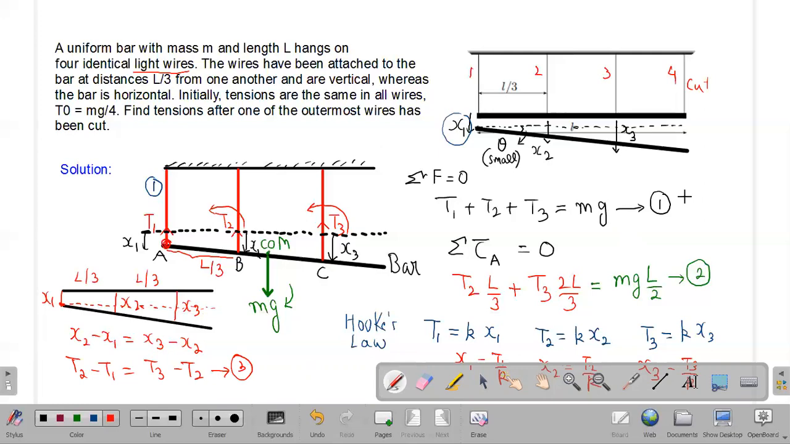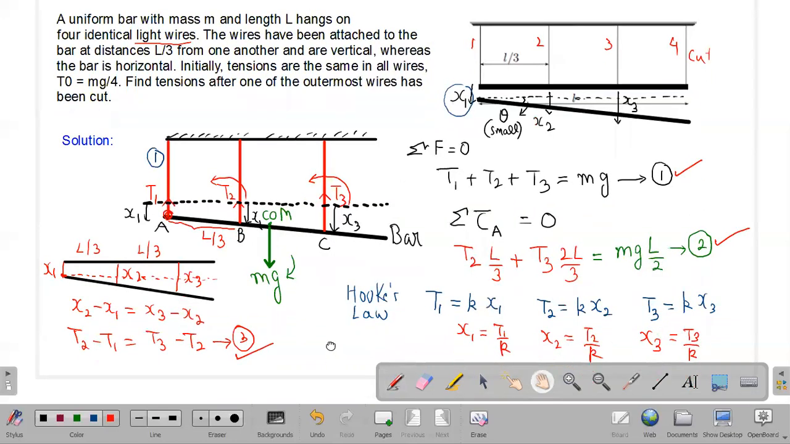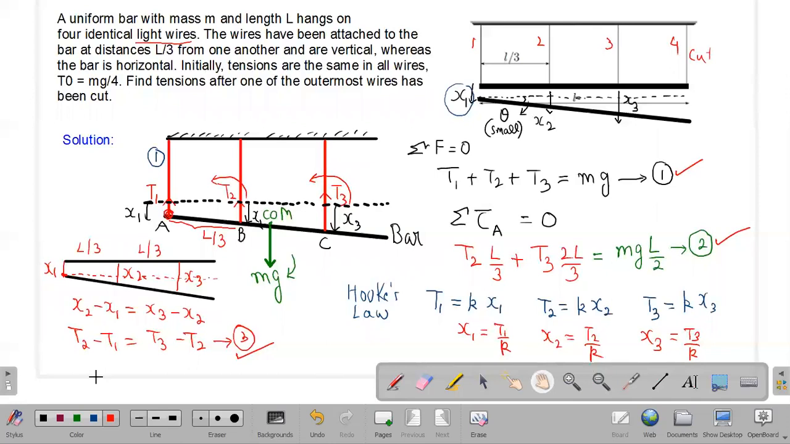So we are done with the equations. We have obtained the 3 necessary equations to solve this question. These are the 3 equations, and now we have to solve them simultaneously. If I solve these 3 equations simultaneously, I get the answer as T1 equal to mg over 12, T2 equal to mg over 3, and T3 equal to 7 mg over 12.